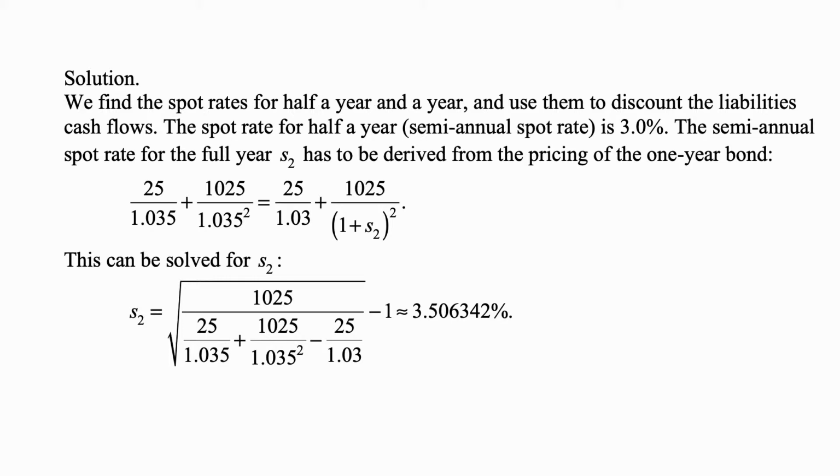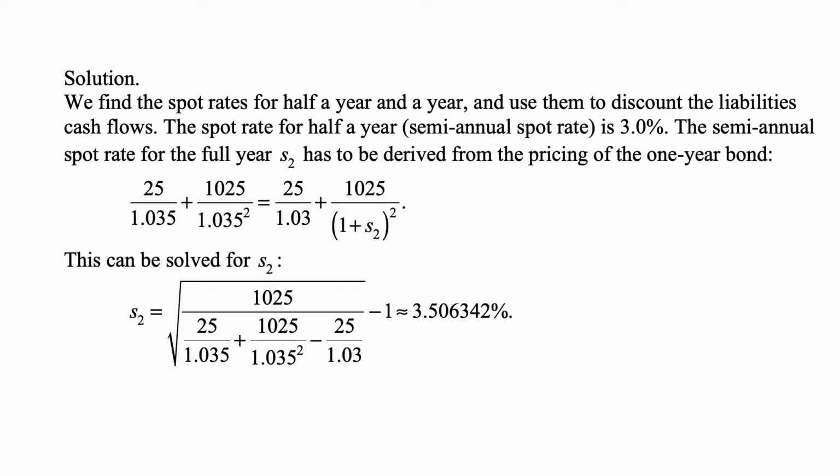The semi-annual spot rate for the full year, S2, and I write 2 because it's 2 half years. We look at semi-annual rate, so it's rate over half a year, but over 2 years, spot rate. So the same rate over the first half a year and the second half a year that produces the result we want has to be derived from the pricing of the 1-year bond, which is 25 over 1.035 plus 1025 over 1.035 squared, because 3.5% is the yield of that bond.